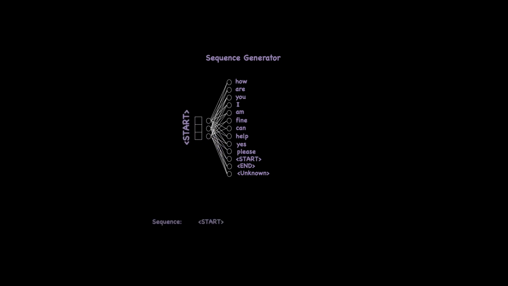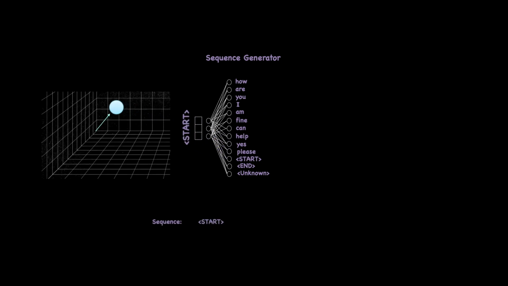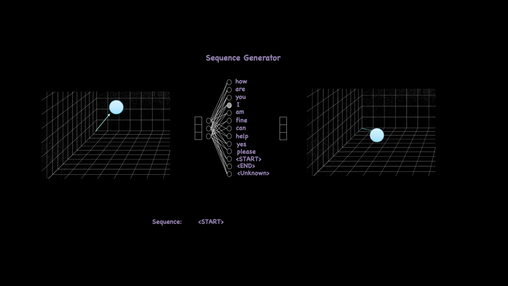Let's go through an example. Our sequence will begin with the start token. If we process the start token, the generator will produce the first word in the sequence. In this case, the first word is I. If we process the word I, it will produce the second word of the sequence. In this case, the second word is M. If we process the word M, it produces the third word of the sequence. In this case, the third word is fine. Lastly, if we process the word fine, it produces the end token, signaling the end of the sequence.